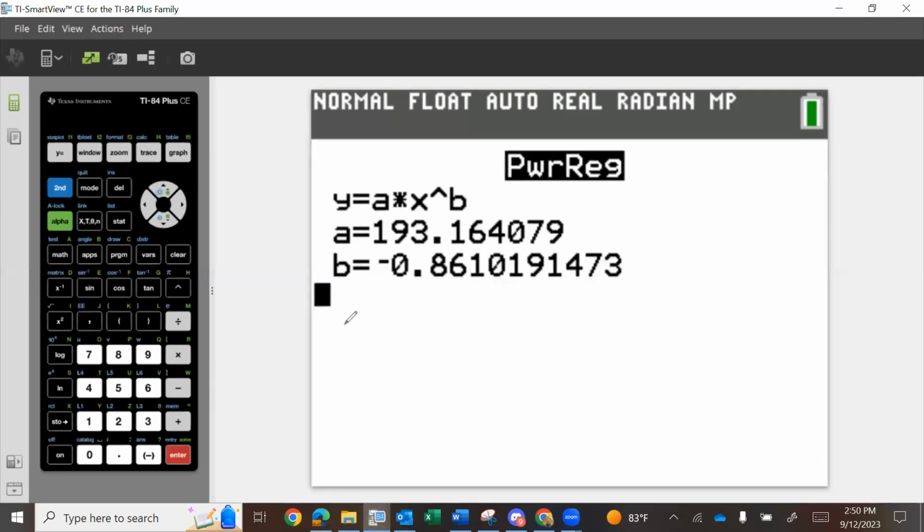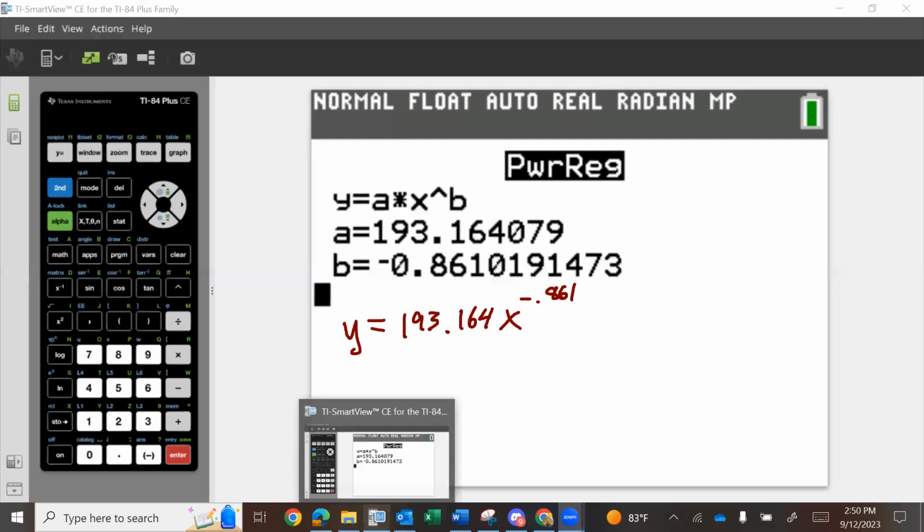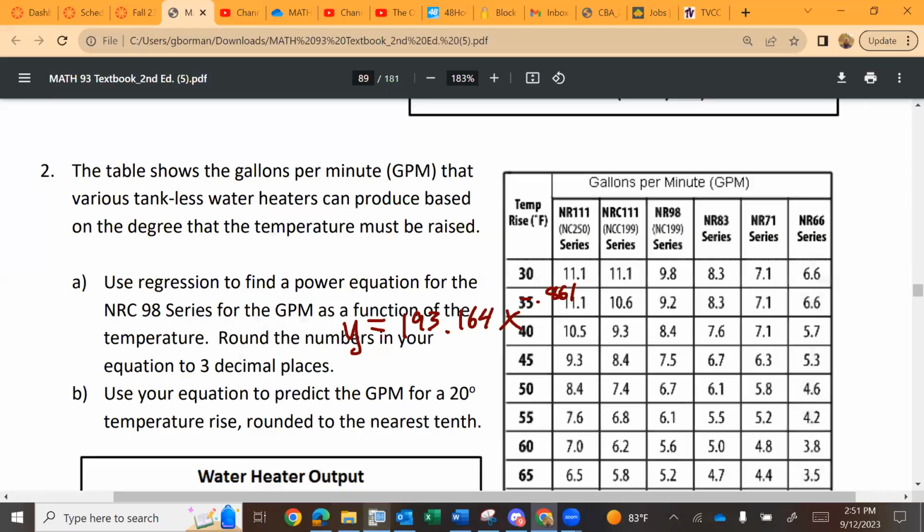So let's see. It's going to be y equals a, which is 193.164 times x raised to the b power. So negative 0.861. Oh no, there's a negative in the exponent. What a world, what a world. Who cares? It's fine. Okay, so that's the answer to part A. Not a big deal, especially because you're already familiar with regression. This is just like I told you at the beginning of the course. Learn chapter 1 real good because it's going to get a little bit repetitious, which is nice for you.